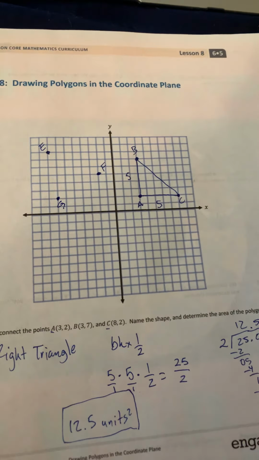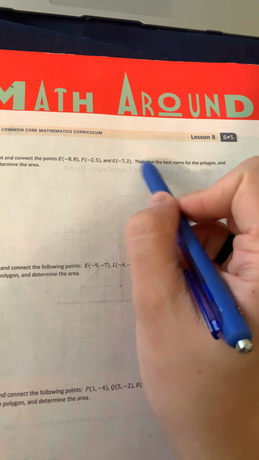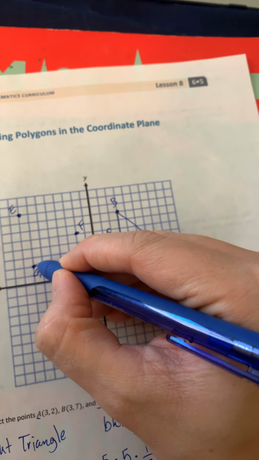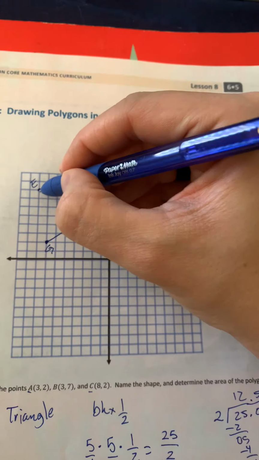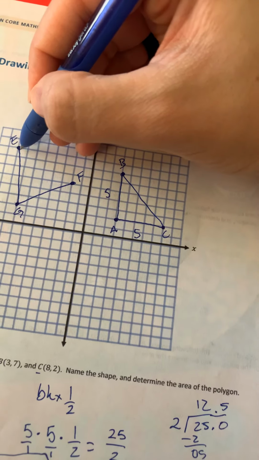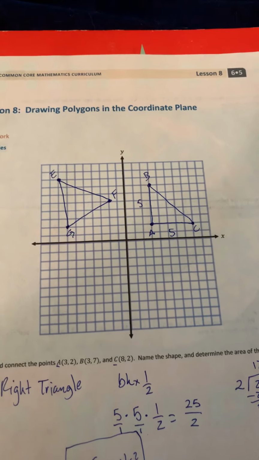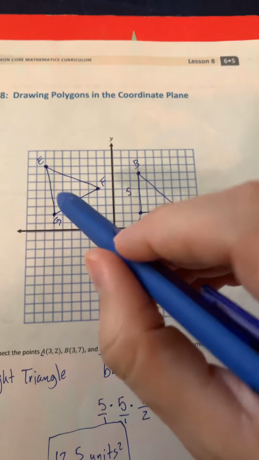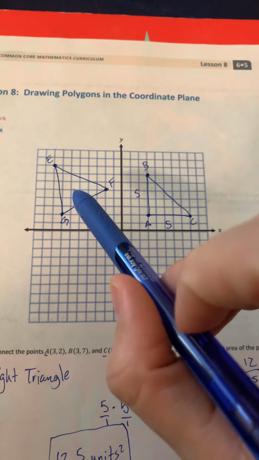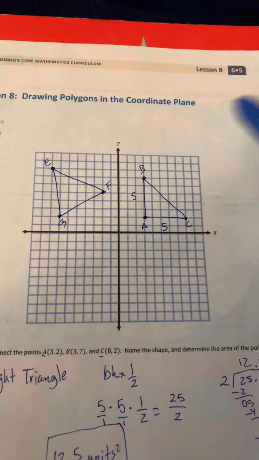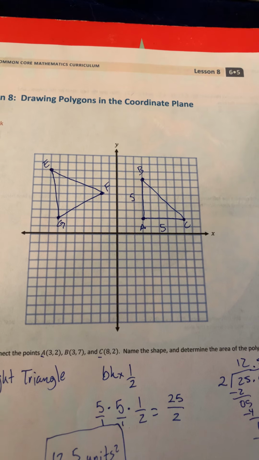Point G. So I have here the points. It wants us to plot and connect, give a name to the polygon, and find the area. So I'm going to connect it. Now, this is very hard for finding the area of shapes doing this.